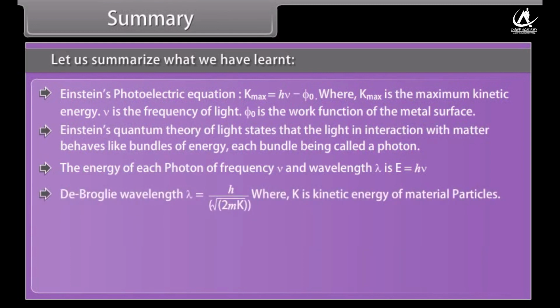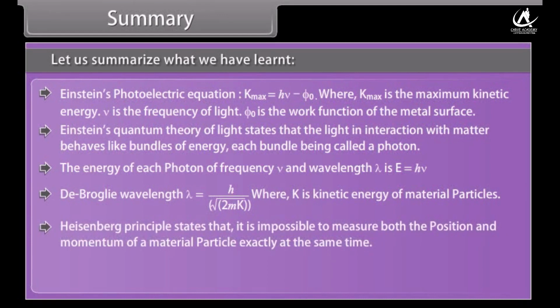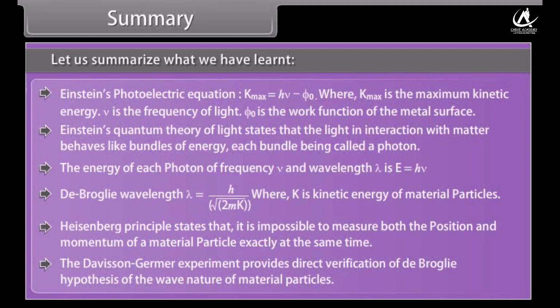De Broglie wavelength λ = h/√(2mK), where K is the kinetic energy of material particles. The Heisenberg principle states that it is impossible to measure both the position and momentum of a material particle exactly at the same time. The Davisson-Germer experiment provides direct verification of the de Broglie hypothesis of the wave nature of material particles.